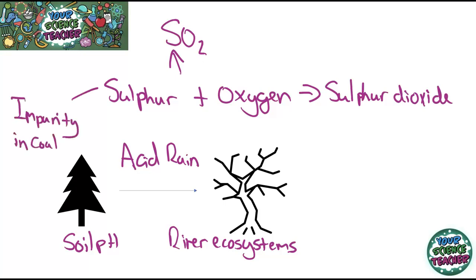As a result of this, we are trying to find more alternatives to burning coal. In fact, a lot of power stations now actually burn natural gas because it contains a lot less sulfur in it, and therefore we're putting less sulfur dioxide into the environment.